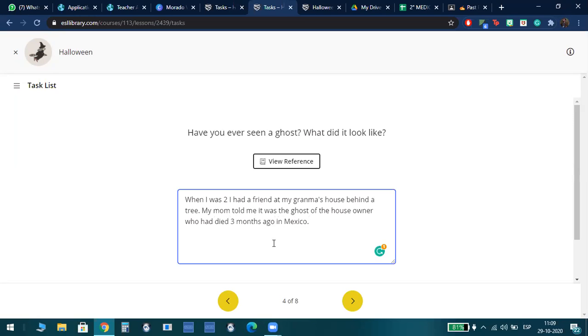So when you were 2, you had a friend at your grandma's house, and you spoke to her behind the tree. So that person was a ghost? Did you, Natalia? I'm sorry, what? Was that person the ghost, right? Yes. Oh my god. Damn it.